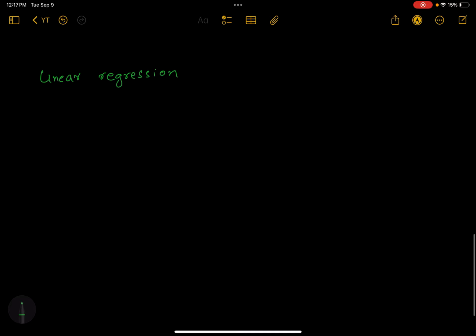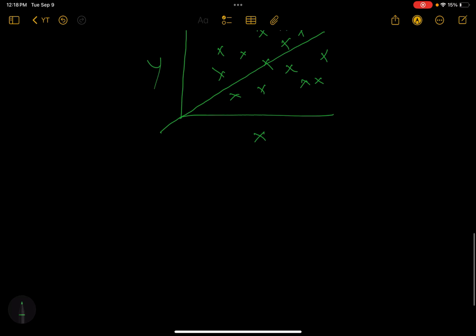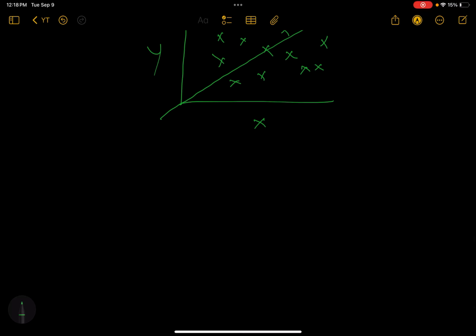So what is linear regression? It's just a fancy word for drawing a straight line through the data. It's simple. But what kind of data? All of this is the data. I mean, data points anyway. X axis, y axis. Right. But what kind of data?